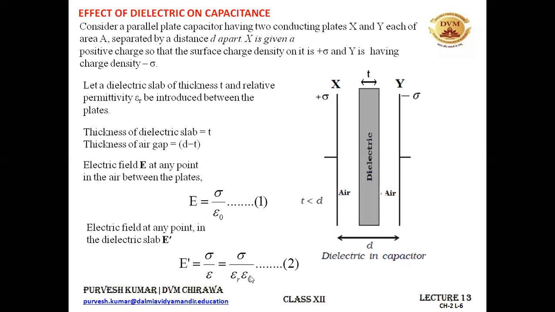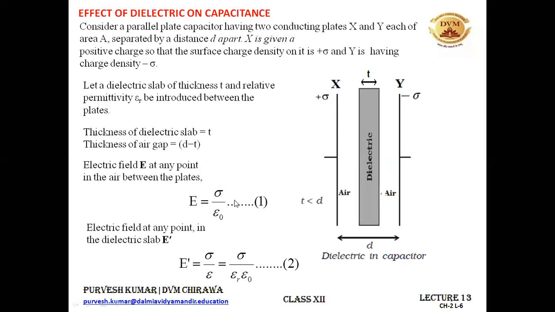Earlier, when we were talking about the electric field when no dielectric was present, that came out to be sigma upon epsilon naught. But now when we have inserted the dielectric slab having a thickness t, there will be an electric field inside the dielectric, and that will be equal to sigma upon epsilon, because now the dielectric has a permittivity epsilon. Epsilon naught is the permittivity of vacuum.